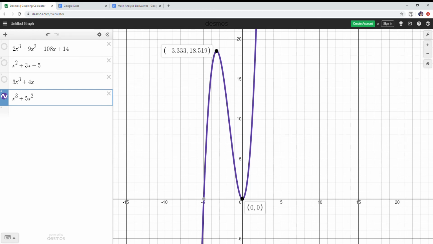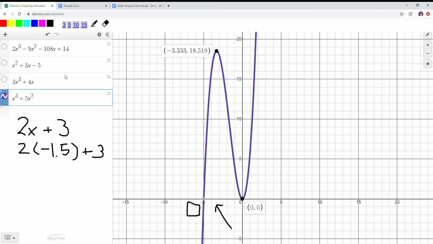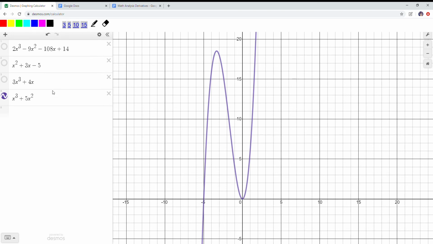Again, if we want to see that, let me erase what I have. The derivative of x to the third is 3x squared. And the derivative of 5x squared is going to be 10x to the first.